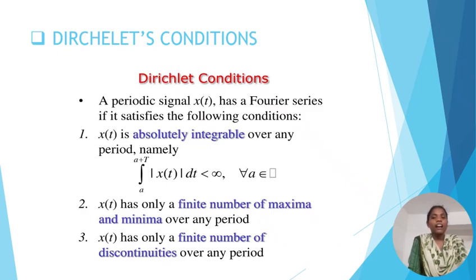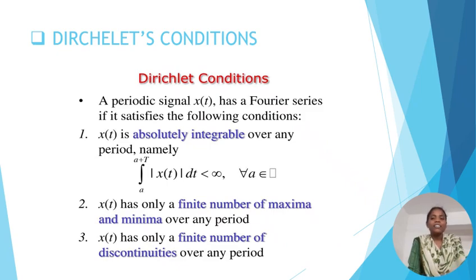And next we discuss the exponential Fourier series. The exponential Fourier series representation is x of t equal to summation n equal to minus infinity to infinity of cn e power j n omega naught t. Here cn is equal to 1 by T integral of x of t e power minus j n omega naught t dt. This is the formula for cn.